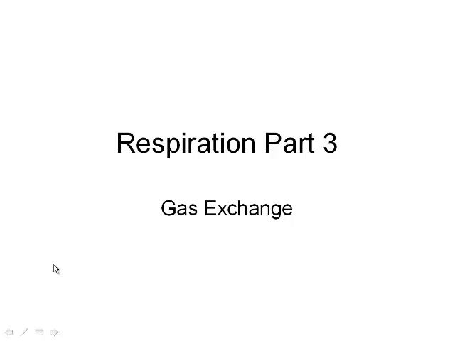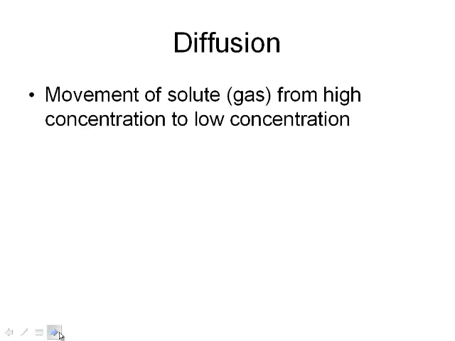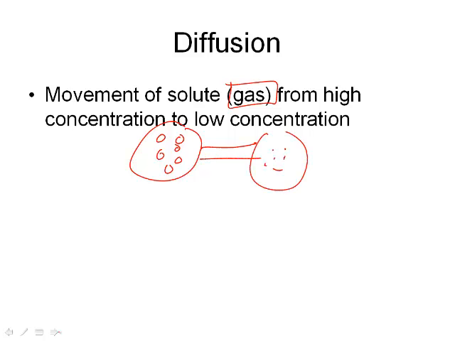This is the final part of our respiration unit. It's all about gas exchange and pretty much how the gases travel from one part of the body to the next. So let's just do a little recap here of what diffusion is. Diffusion is the movement of a solute, in this case a dissolved gas, from high concentration to low concentration. So if there's an area of low or high concentration, they want to move into the area with low. Okay.